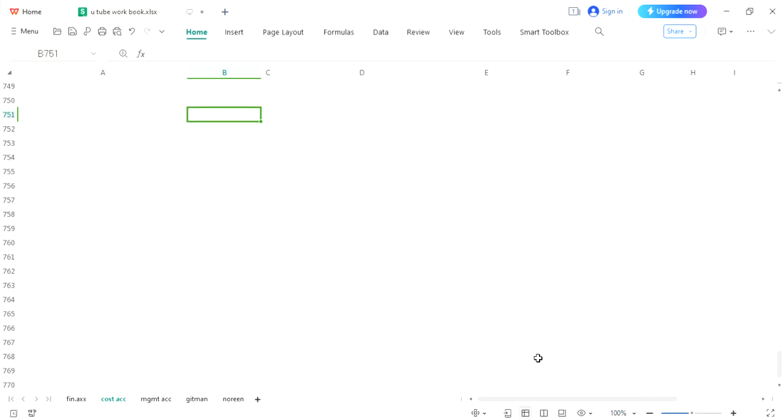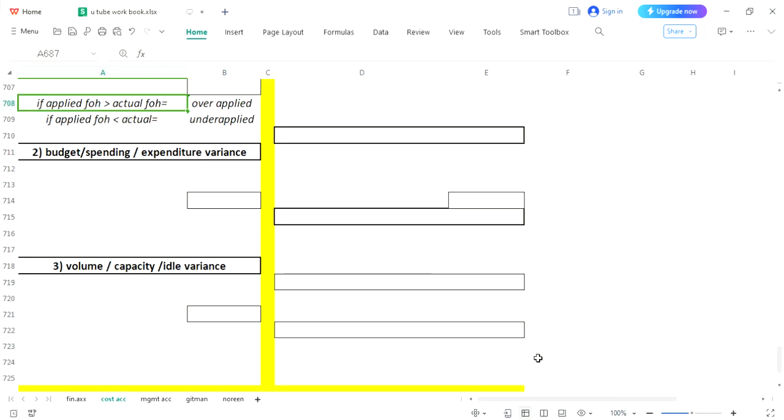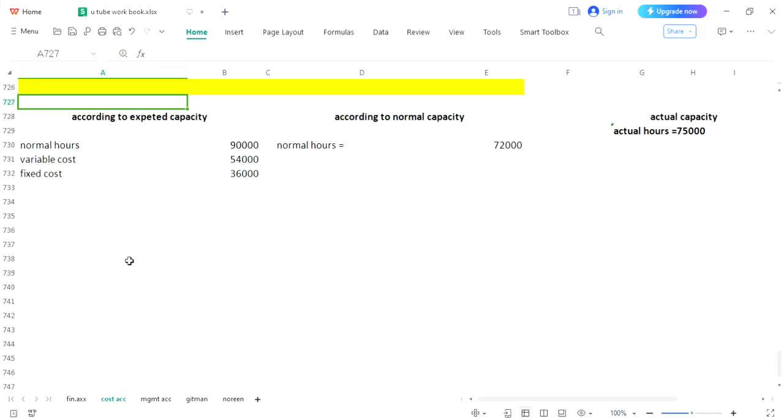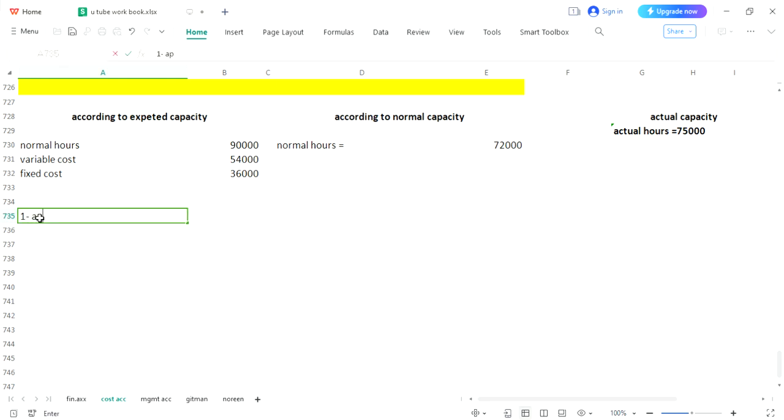Okay, so now we have seen our requirement. The first requirement is to calculate applied FH. FH rate is needed, and you have an idea of the formula. How do you calculate applied FH rate? It includes fixed FH rate and then we add variable FH rate.